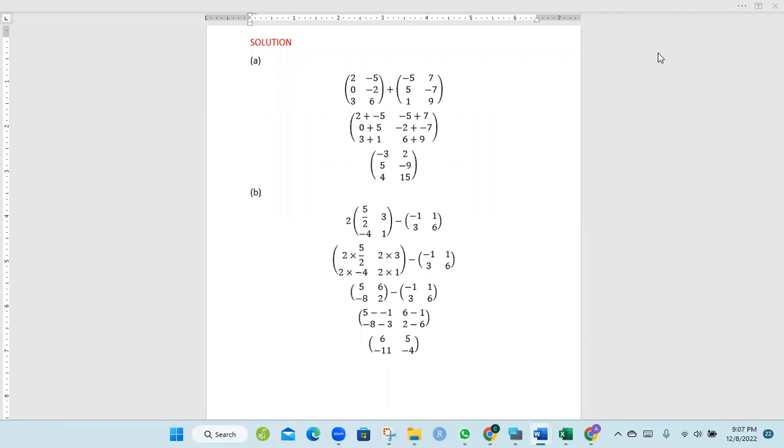So 3 things to remember. When you add matrices, they must be of the same type and you add corresponding elements. Multiplication comes before subtraction. When you multiply matrices by a number, by a scalar quantity, you multiply each element by that scalar quantity. And when you subtract matrices, you must subtract matrices of the same dimensions and you subtract corresponding elements.